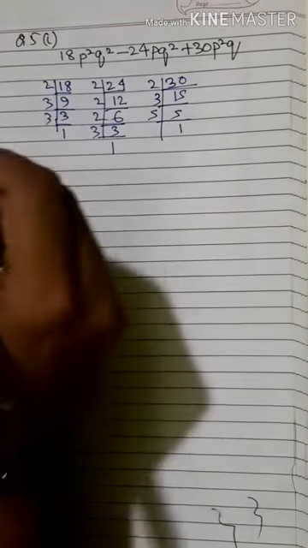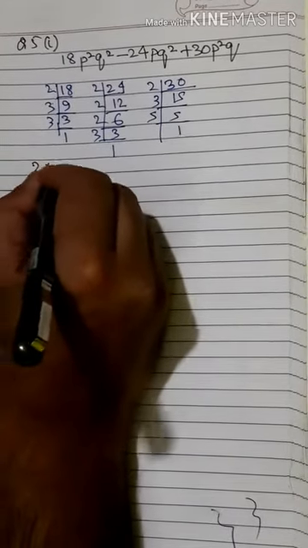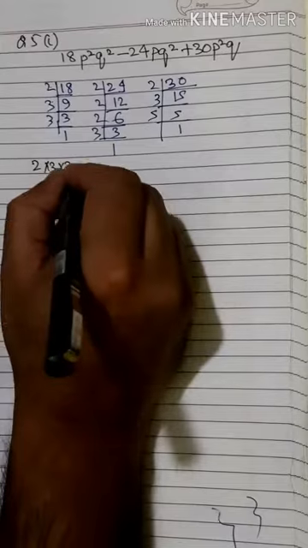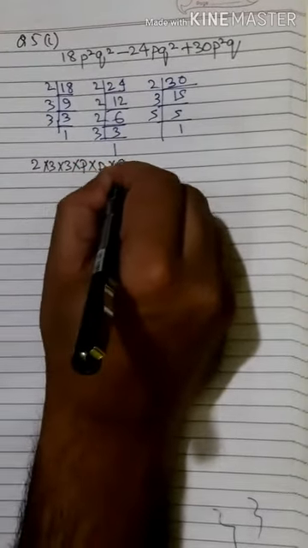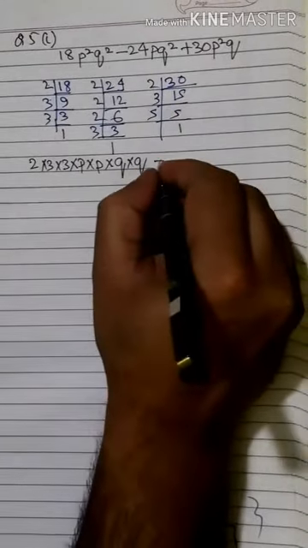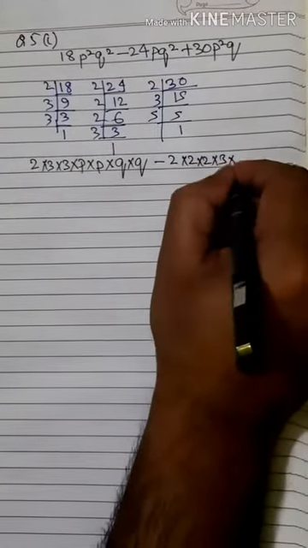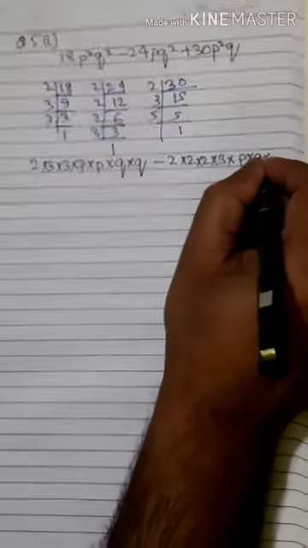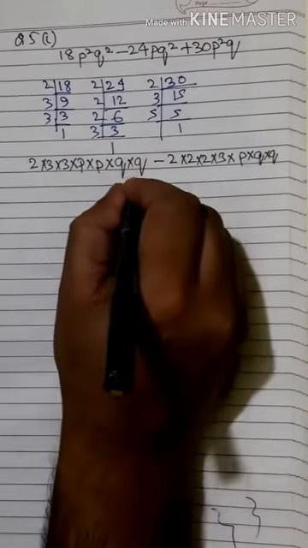Now write down the factor terms. So 18 can be written as 2 into 3 into 3, into p square, which is p into p, into q square, which is q into q. Minus, 24 can be written as 2 into 2 into 2 into 3, and p into q into q. So 2 into 2 into 2 into 3 into p into q into q. Now the third term I'll just write in the second line.